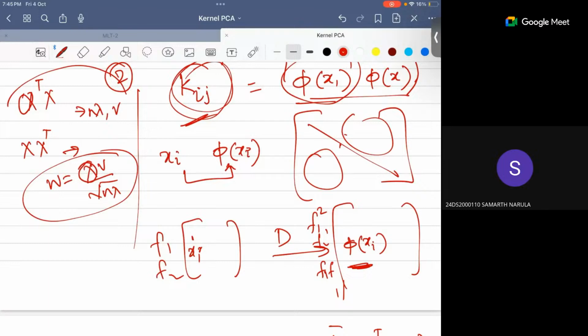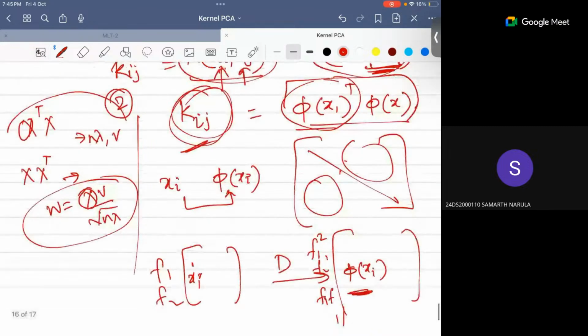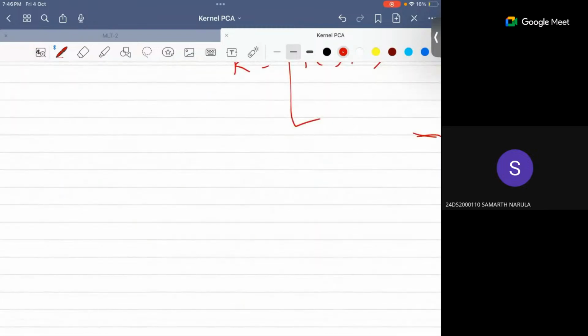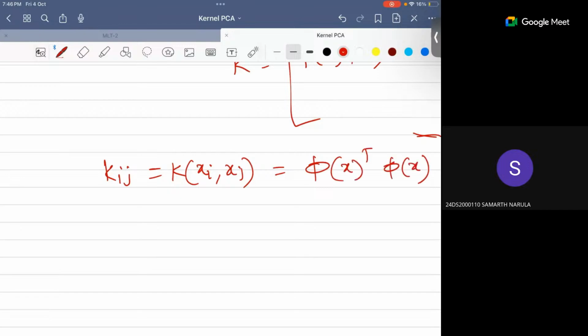Are you getting me? Yes, sir. So that will be a symmetric matrix, so you don't have to worry. The value that you'll be getting will be the same. So we got Kij, and that was phi of x transpose phi of x. Okay, if you just check this, can somebody tell me the dimension of this capital Kij?